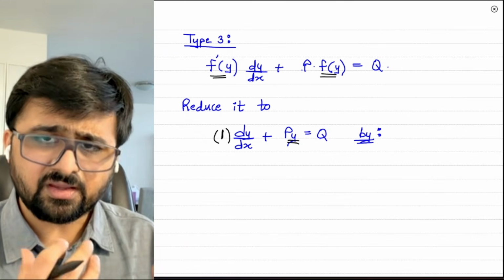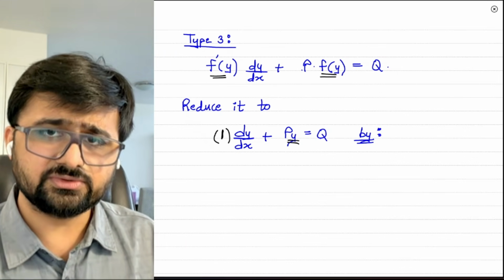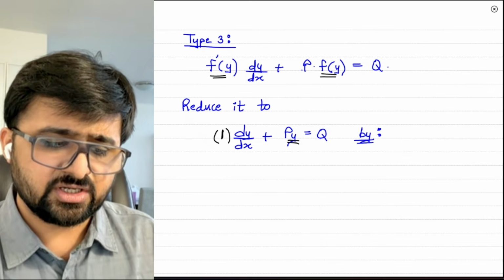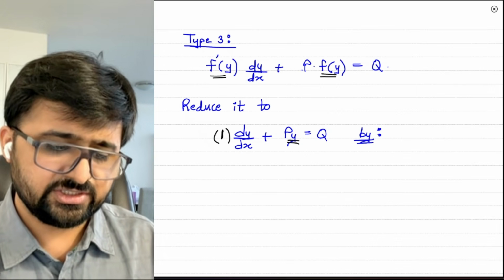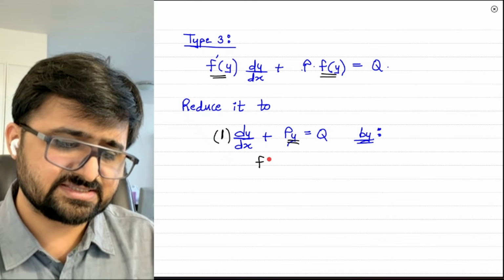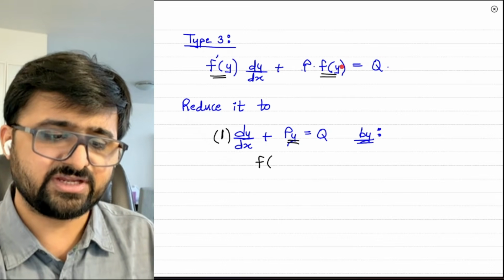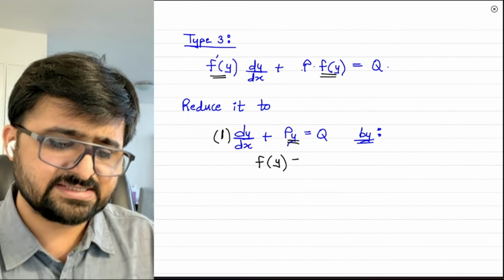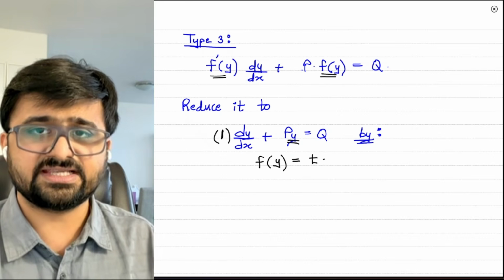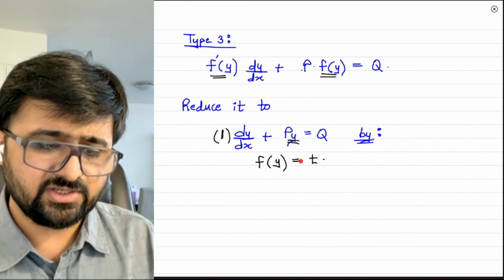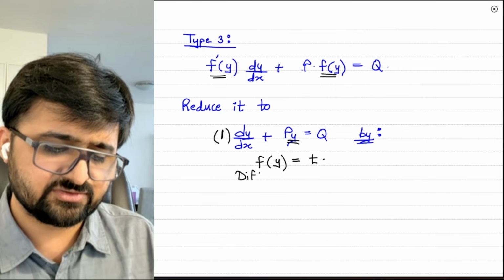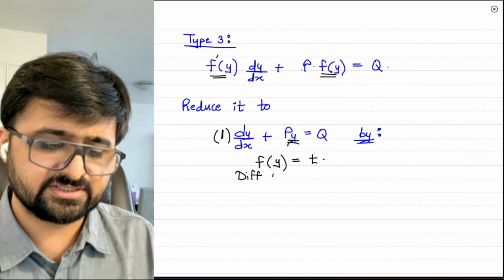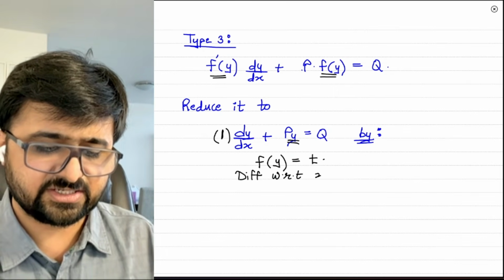In order to convert it to linear, we call it reduction to linear. We can reduce this differential equation to linear by just saying that this function f(y) is equal to t. When you put f(y) as t, differentiate this equation, f(y) is equal to t, with respect to x.